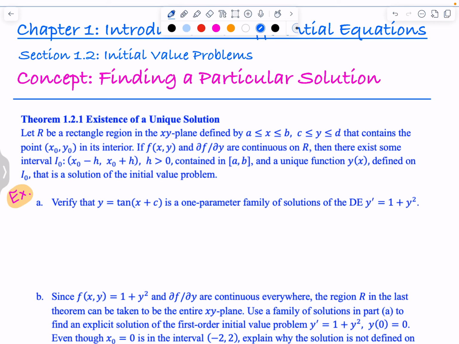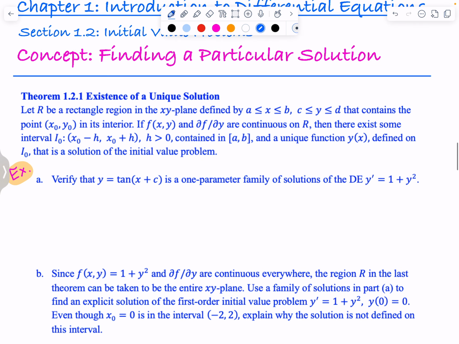This video will continue and actually finish up our discussion of section 1.2 IVPs. I'm going to take another look at the existence of a unique solution, the theorem in the last video. So that at the top is just the theorem. Let's start here. Verify that that is a one parameter family solution to the DE y prime equals 1 plus y squared. Let's go ahead and do that. It was in another video, but let's just put that here.